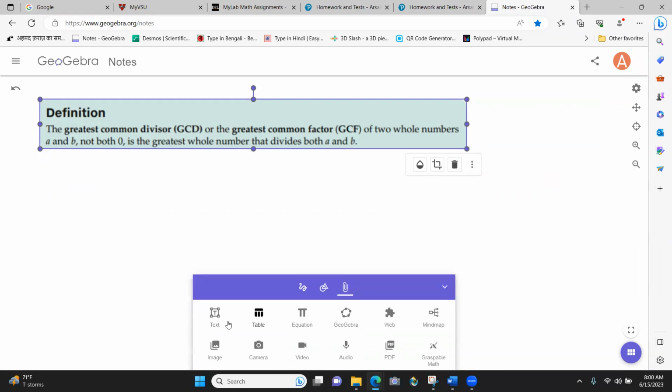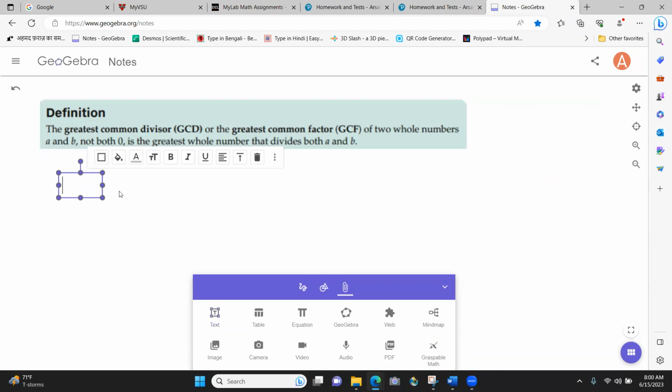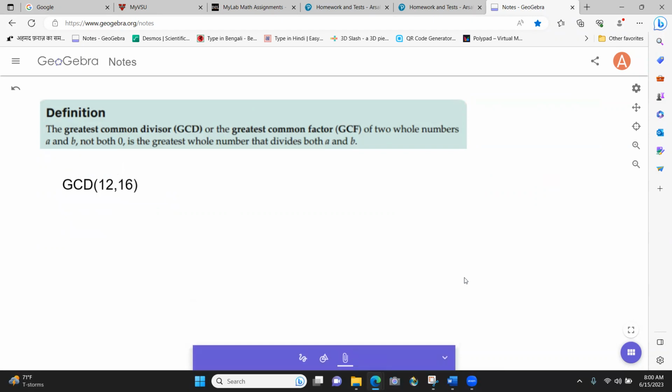Let's say I want you to find the GCD of 12 and 16. Find out what numbers divide both. 1 divides both, 2 divides both, 3 divides only 12, 4 divides both. 4 is the greatest, largest number that divides both. So the GCD of 12 and 16 is 4.